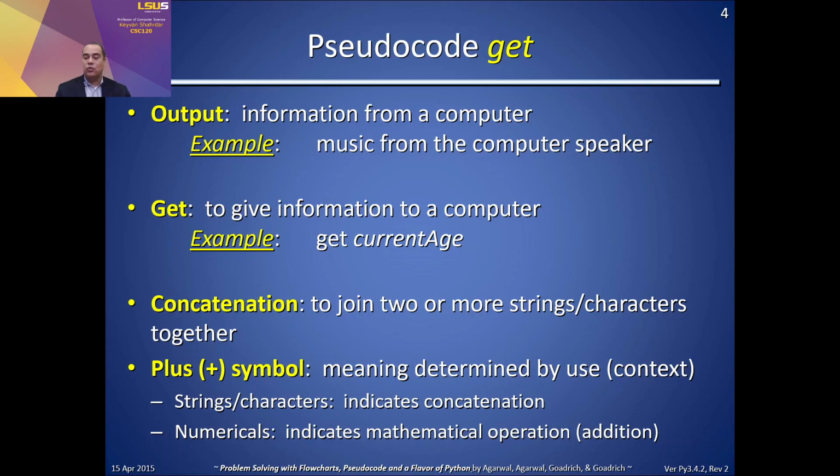Concatenation is to join two or more string characters together. The plus symbol's meaning is determined by use or by the context. So strings and characters indicate concatenation when you use the plus symbol. When you use it in a math format, so for example, in numerical format, it indicates a mathematical operation, which is addition.